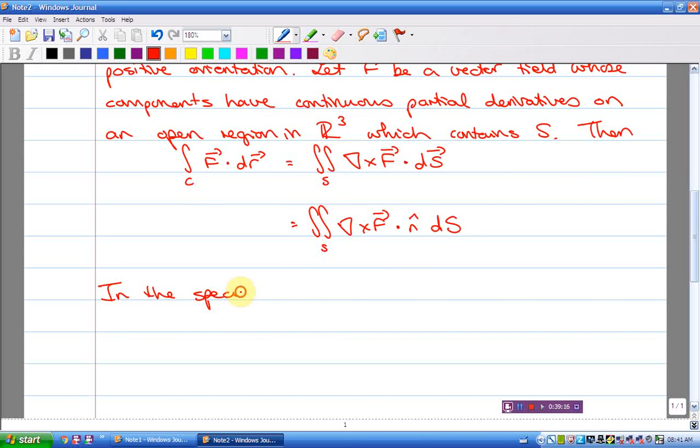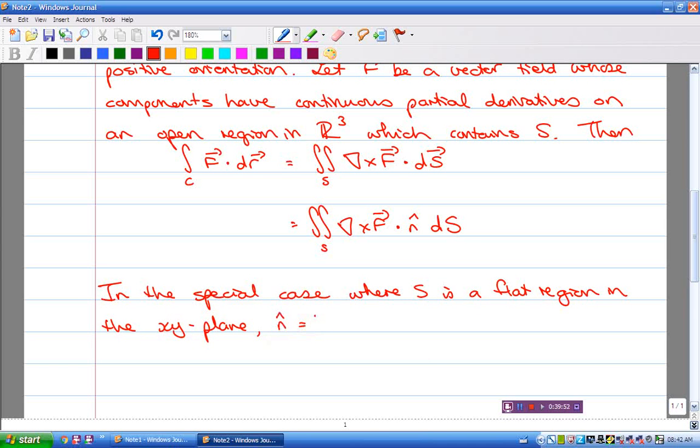In the special case, because if you think about it, a region that's lying flat on a coordinate plane is really just a special case of a surface. I mean, it still is a surface, just happens to be a surface that's lying flat on a plane, but it's still a surface in a sense. It's a portion of the plane x equals 0 or something like that. So in the special case where S is a flat region in the xy plane, or really any of the coordinate planes, then our n will just equal k.